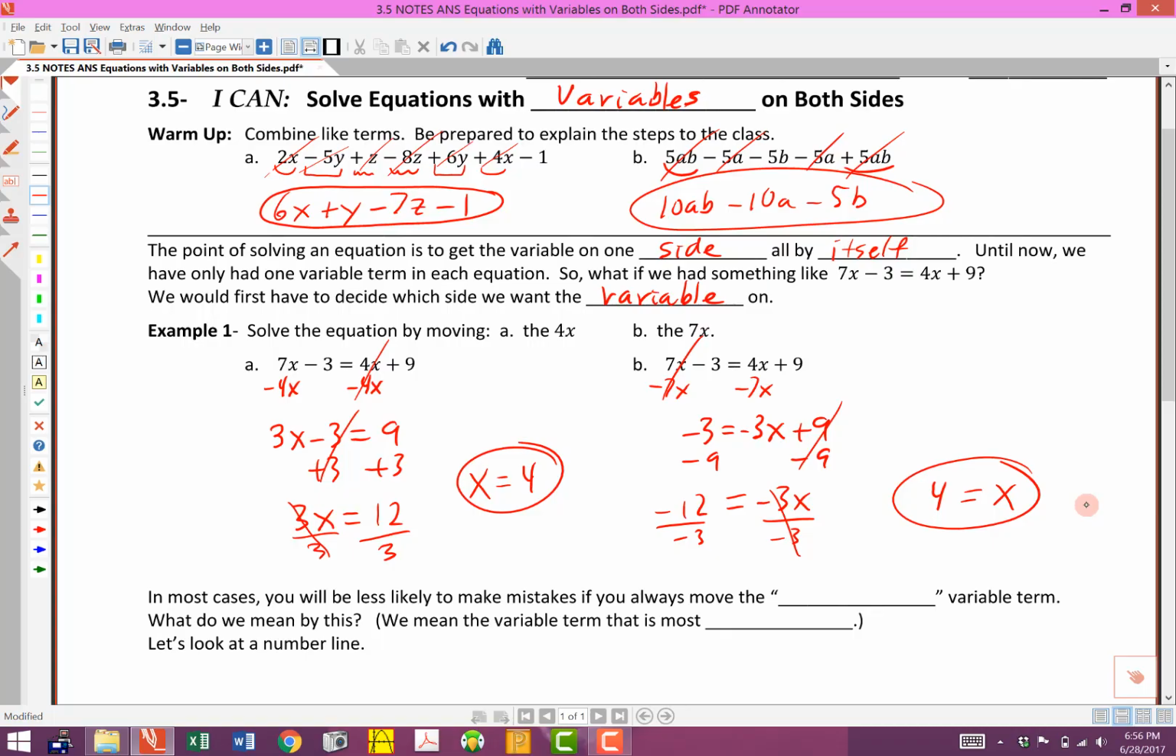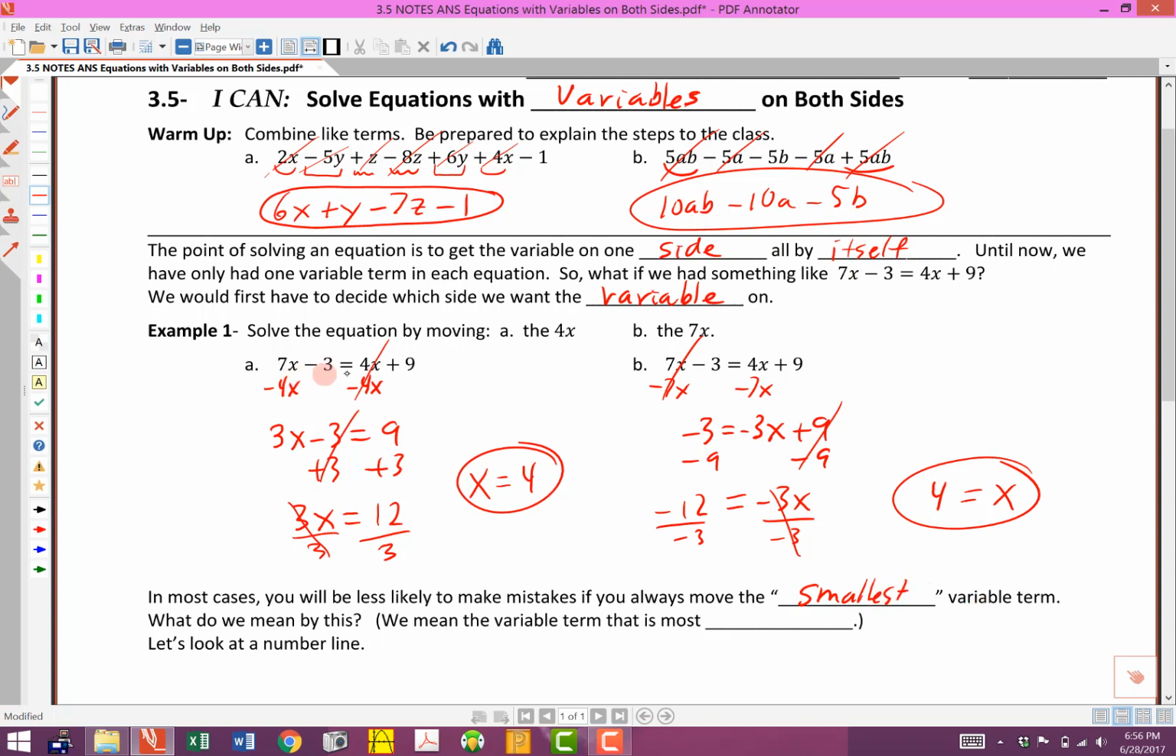So what's the difference? Well, there really is no difference. You can solve it either way. You can move them to the left side or to the right side. It doesn't make any difference. But there is a way where you can avoid some mistakes. So in most cases, you'll be less likely to make mistakes if you always move the smallest variable term.